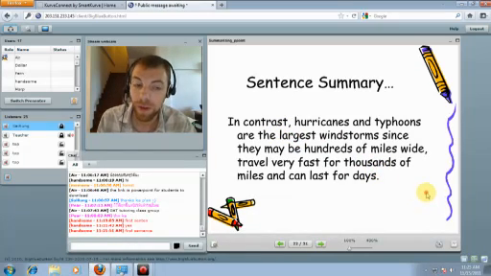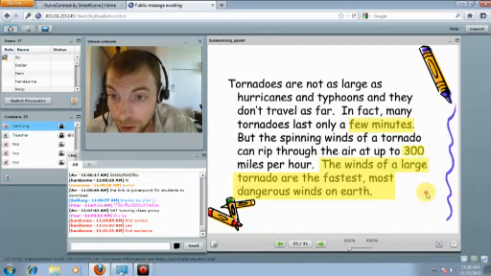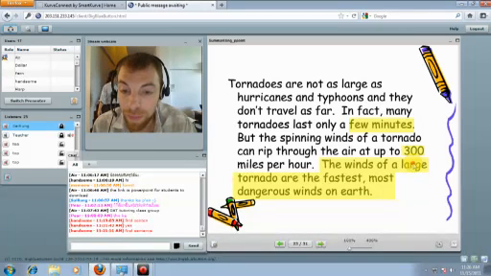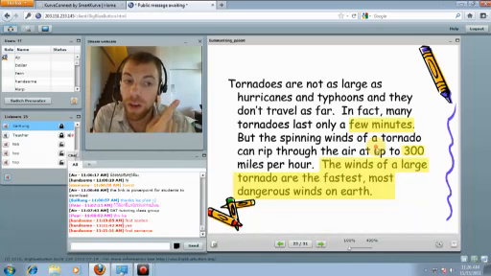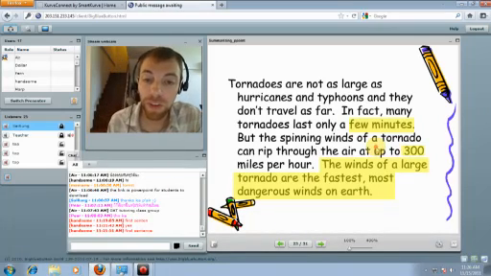Okay. Moving on. Okay. Here we're going to make a summary about everything we've been reading, about tornadoes, about dust devils, and hurricanes. So let's read this together.